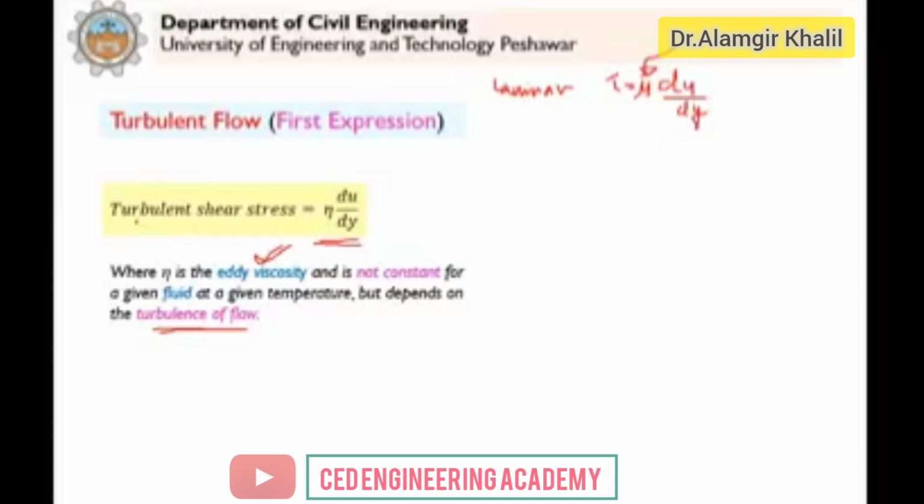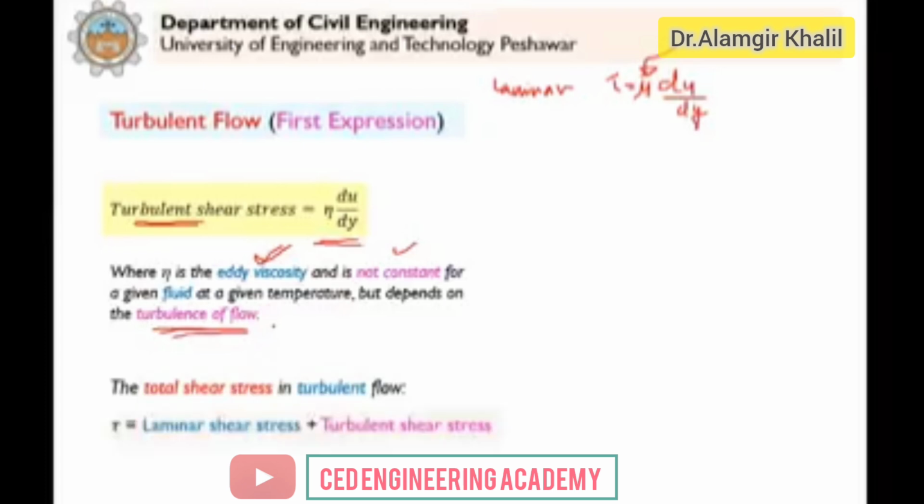But in case of turbulent shear stress, this eddy viscosity is not a constant for any given fluid, but it depends on the turbulence of the flow. That is why it becomes very difficult to measure this turbulent shear stress, because eddy viscosity will change from point to point in the same fluid for different turbulence. In any case, the total shear stress in turbulent flow will be equal to the laminar shear stress plus the turbulent shear stress.